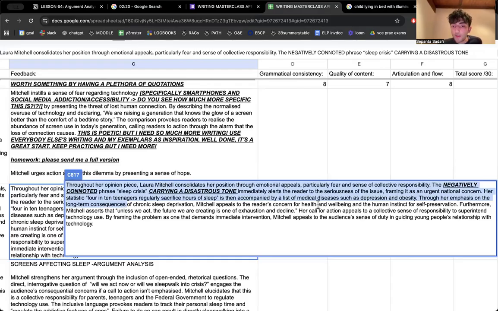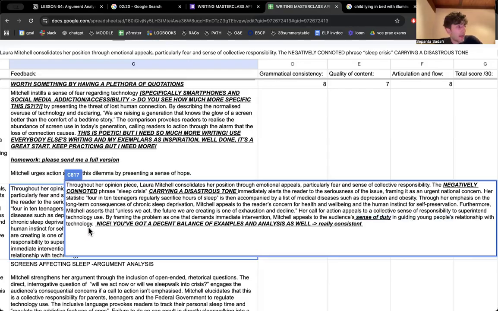Mitchell appeals to the reader's concern for health and well-being, the human instinct for self-preservation. Mitchell asserts that unless we act, the future we are creating is one of exhaustion and decline. Action appeals to a collective sense of responsibility. Superintend tech use. Problem is one that demands immediate intervention. You know what? Nice. You've got a decent balance of examples and analysis, and your analysis is strong, really consistent, right? The sense of duty, beautiful. I love that wording. You're very talented. Guiding young people's relationship with technology, absolutely. Who wrote this one?